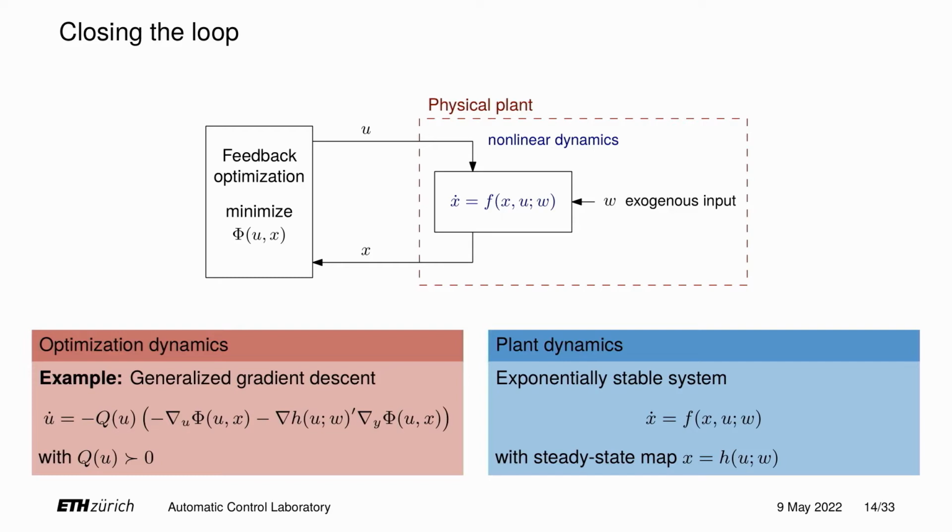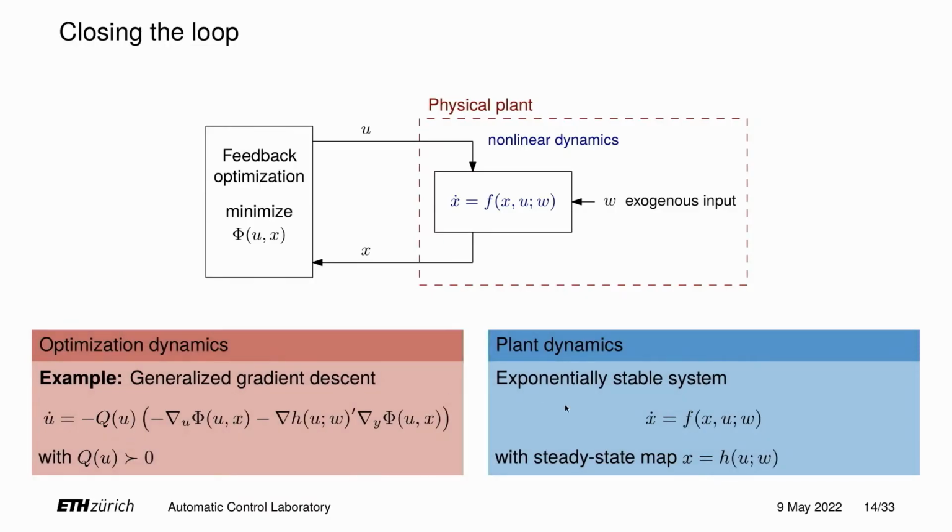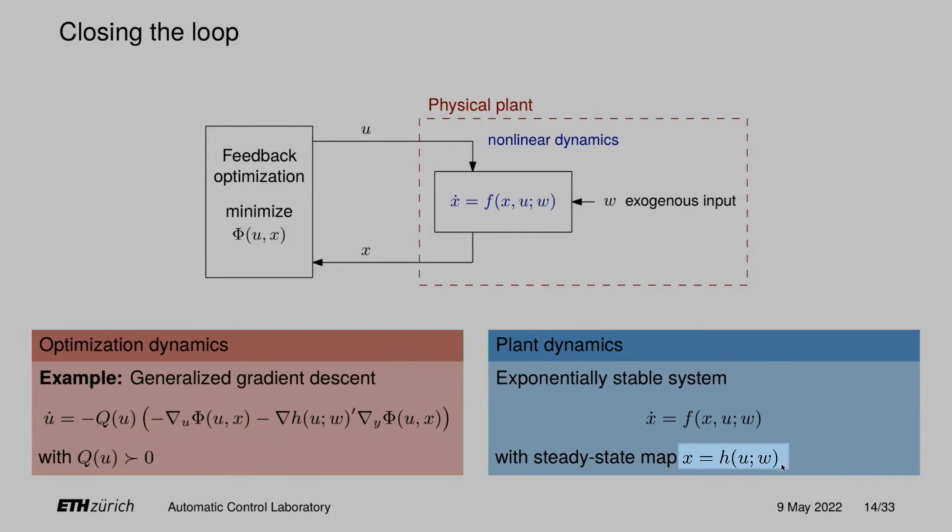Okay, now, of course, this was just the recipe for how to design it, not the analysis. In reality, what you are going to do is interconnect these flows with the physical plant, which is a stable nonlinear plant. So, for example, the optimization flow could be a generalized gradient descent, which is just gradient descent with a generic gain in front. And the plant dynamics could be an exponentially stable system, with the steady state map, of course, corresponding to the one that you used in your design.